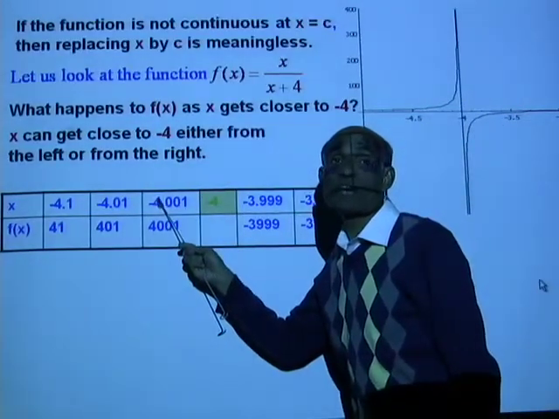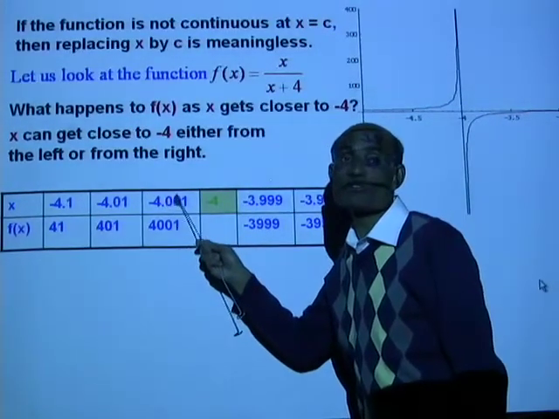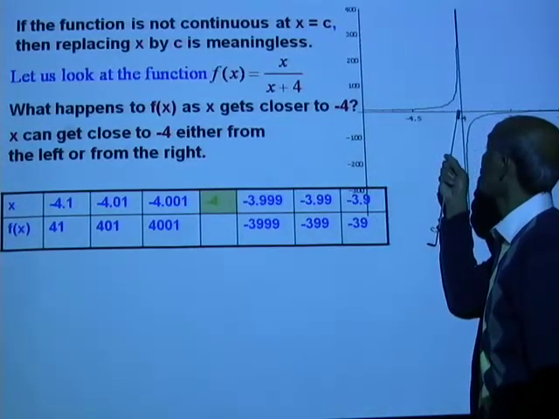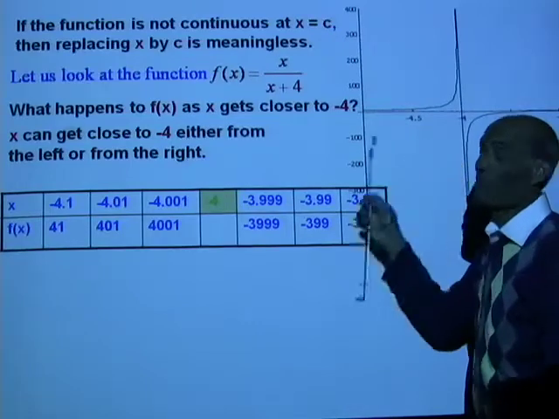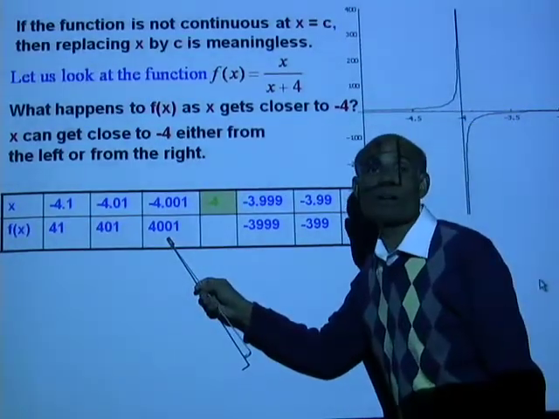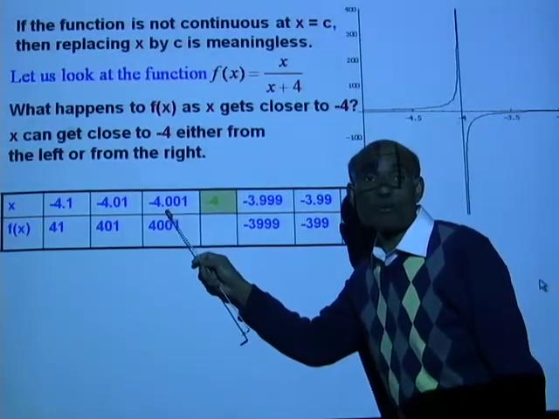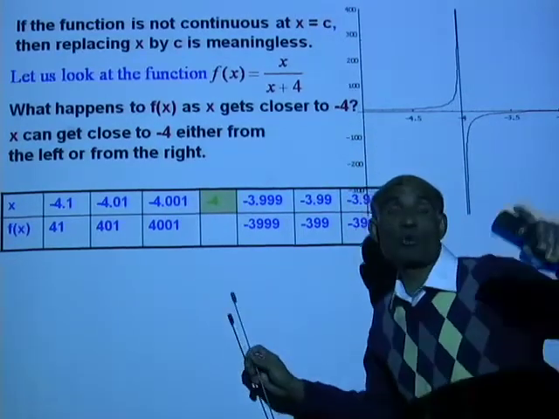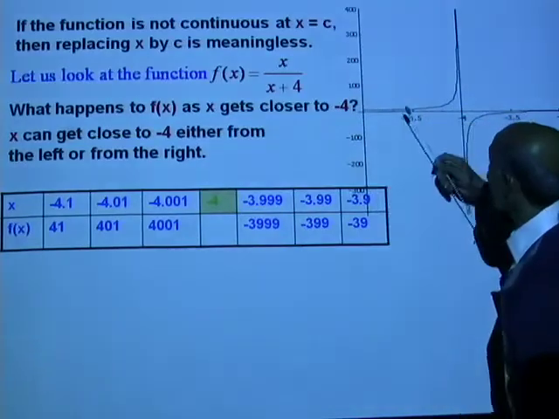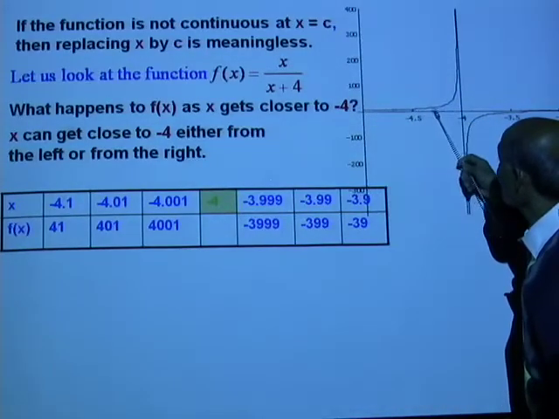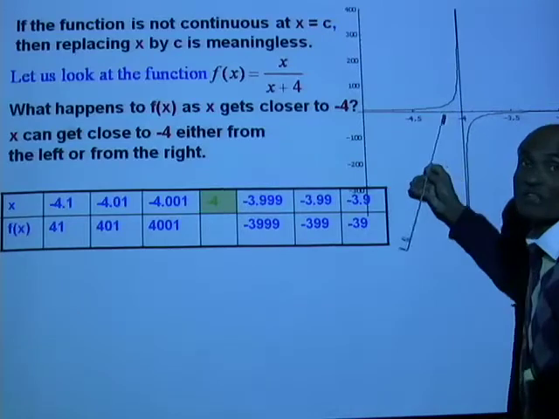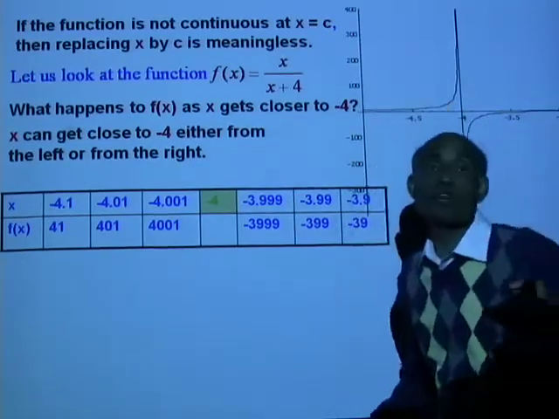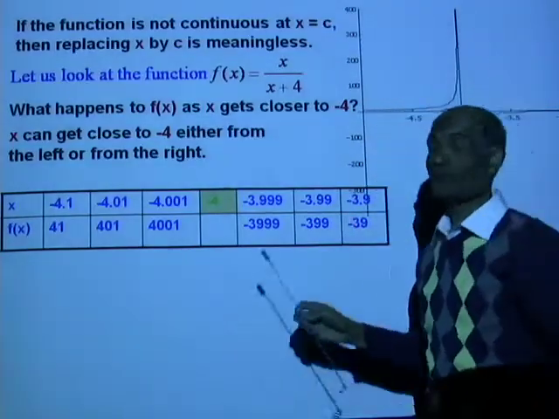And if the input is -4.001, we have actually gone very close to -4 from the left. The output is 4001. If the input is -4.0001, the output is 40,001. That means as x gets closer and closer to -4 from the left, the function output goes to positive infinity. The output increases without bounds. Alright.